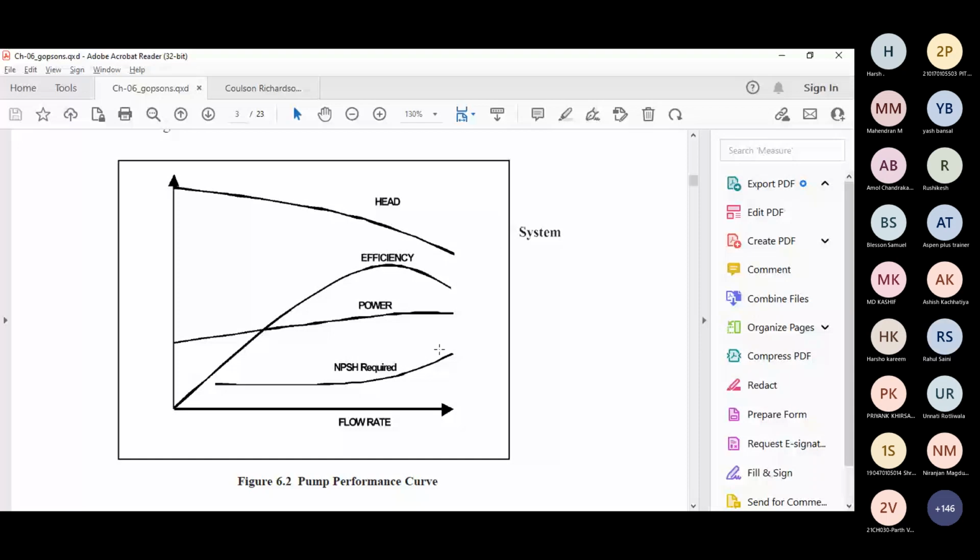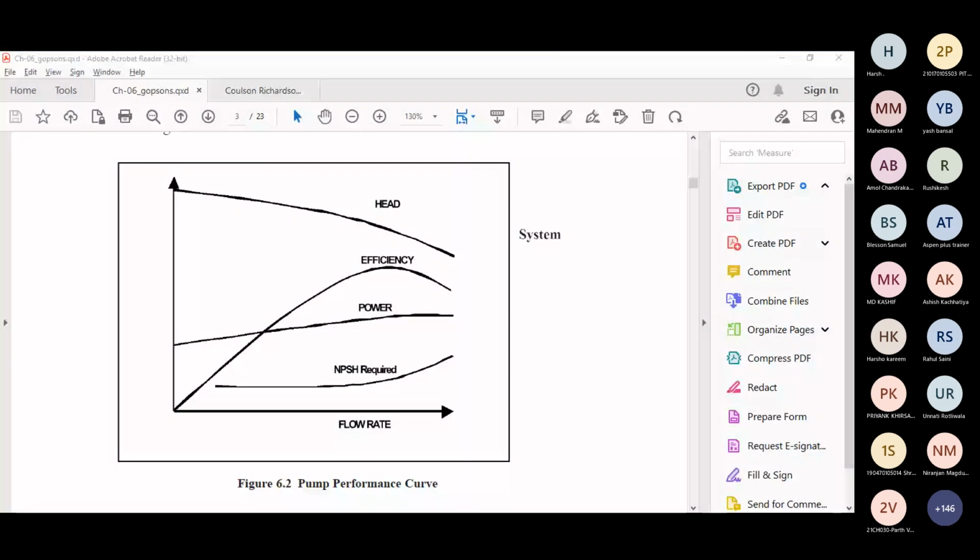Sir. Okay. हाँ बोलिए. Hello, sir. Yes. Sir, I'm having a doubt. Yes. Sir, what's the difference between the PD pump curve and centrifugal curve? Sorry? How will you differentiate between the PD pump curve and the dynamic pump curve, sir? So is there any differentiation between PD pump curves and dynamic pump curves, sir?